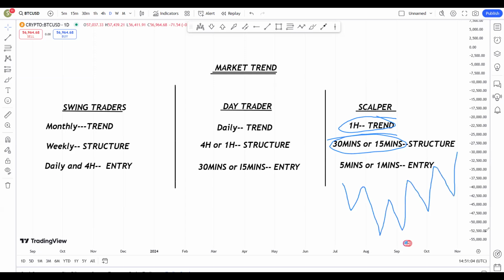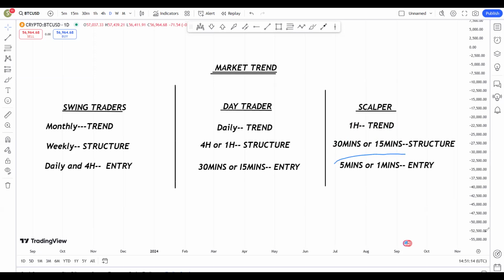Buying to the upside. That is what they come to this particular time frame to look out for. And now once they spotted the structure, they come down to an entry point, to their entry time frame, which is the 5 minutes or the 1 minute time frame.